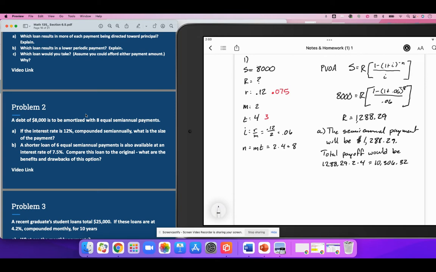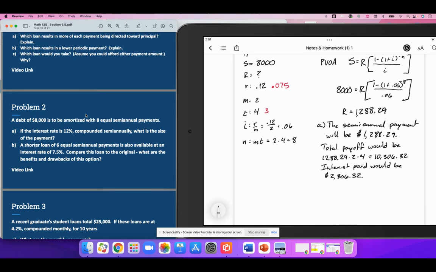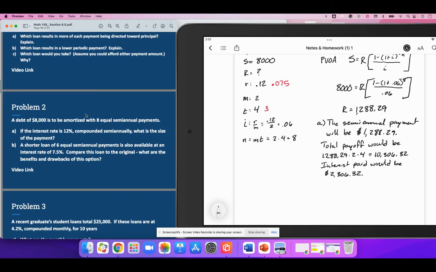So the interest paid would be, 8,000 is what they're borrowing. It goes up to 10,300. So we're looking at $2,306.32. So that's a pretty thorough analysis of that one. We'll jump down here and do our second one.